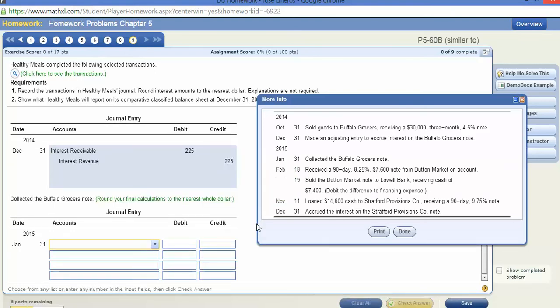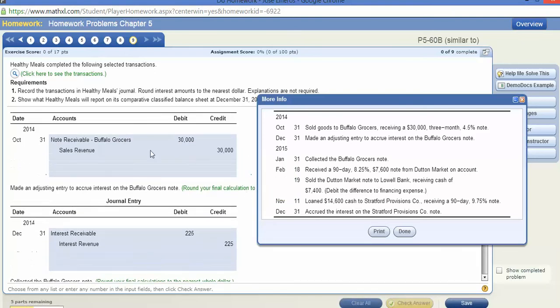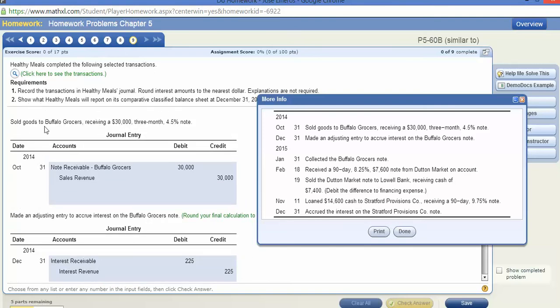Okay? The important takeaways here, let me back up here. The important takeaway here is with your initial entry on October 31st, you set up your note receivable. This is your note that you received here, and sales revenue. You're booking sales revenue because you actually sold something. You actually were able to sell goods, and you're in the job of selling goods. So you get sales revenue. And then when 2 months pass, from October 31st to December 31st, you accrued 2 months worth of interest.